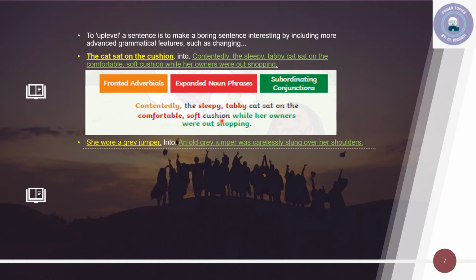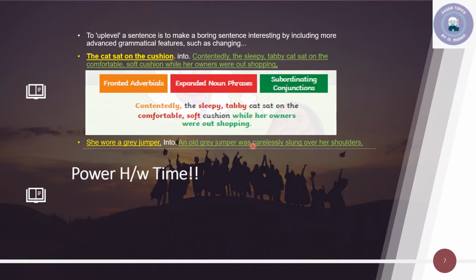Also, you can add a subordinating conjunction: while her owners were out shopping. So make sure whenever you up-level a sentence, these three must be in. And I'll give you another example. She wore a grey jumper. Into: An old grey jumper was carelessly slung over her shoulders. So this sentence is much better.